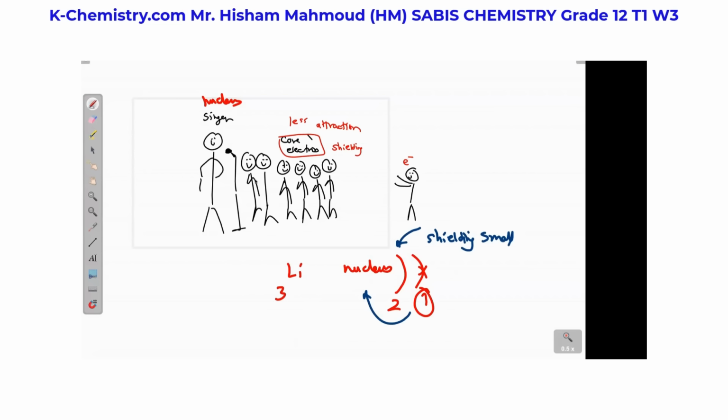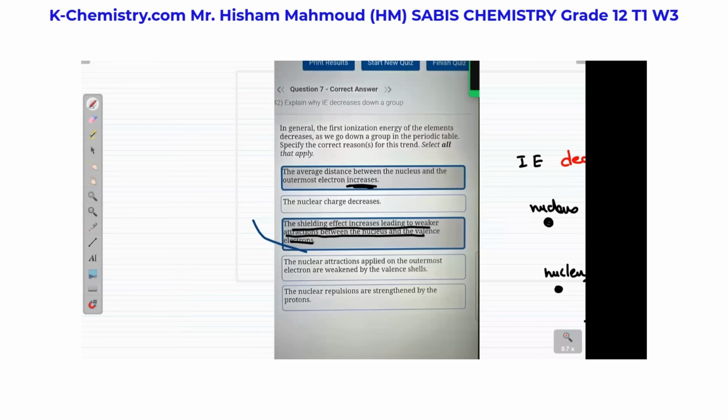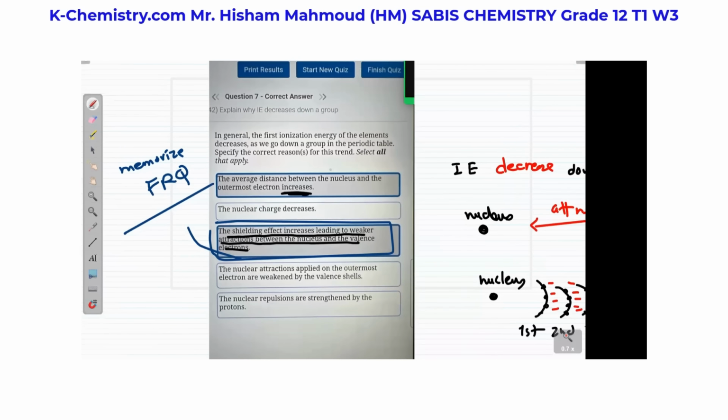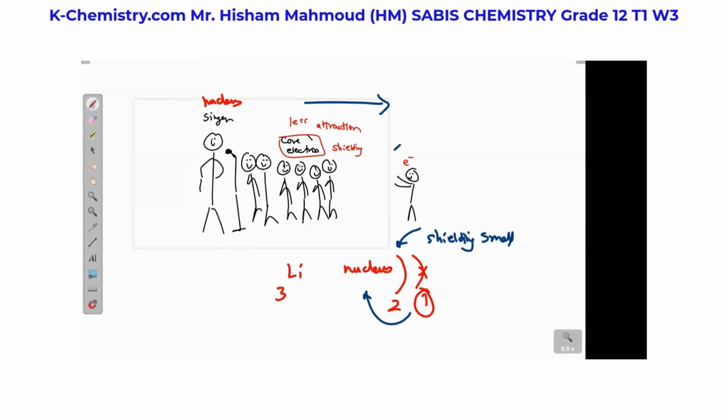But when you go down, what happened? When I go down, the shielding increases. There are too many people, leading to weaker attractions between the nucleus and the valence electrons. Memorize this so you can put it very fast inside the FRQ exam after you have understood. So the summary, why do I have less ionization energy? Because the distance increased between me and the nucleus, a very big distance, and the shielding is too much between me and the nucleus. Don't say the singer in the exam.